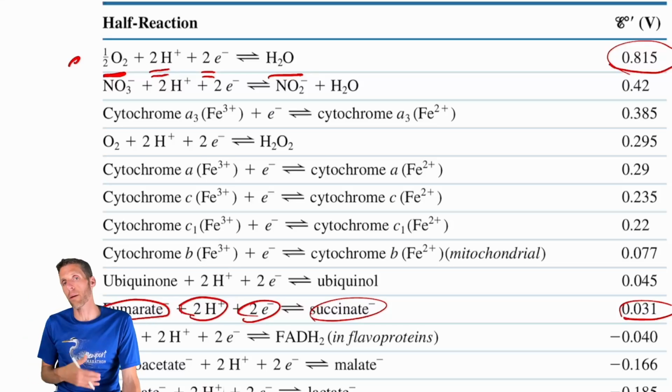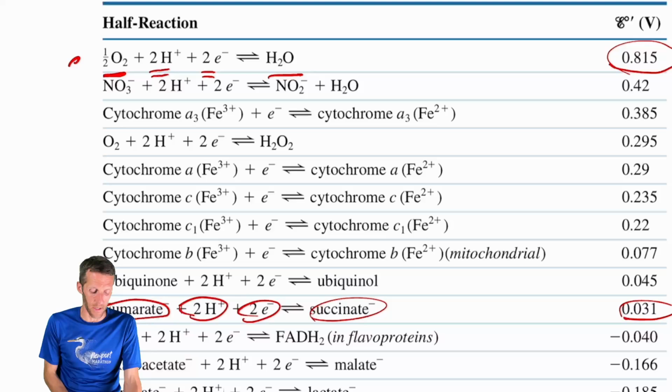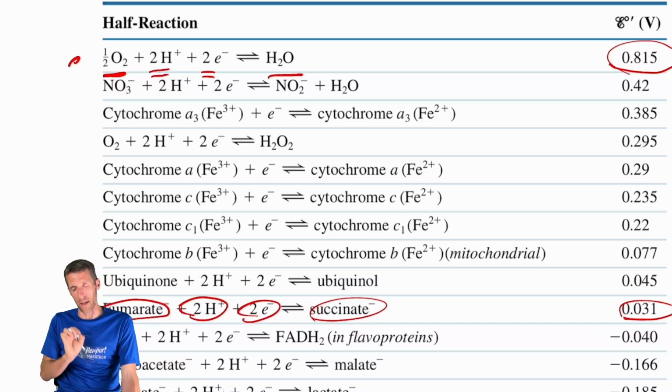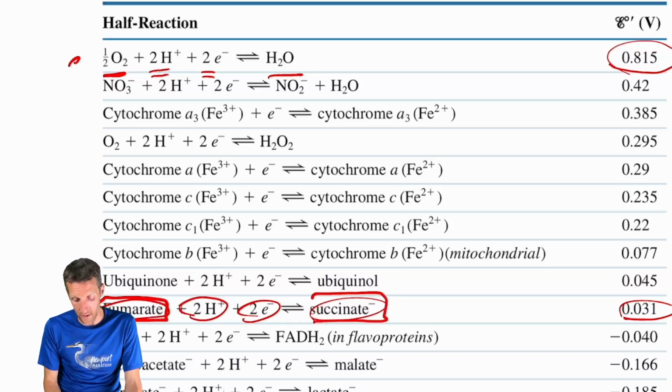So you can walk through a table like this. You can look in one of these tables. What you're going to see is there is a reactant that is being reduced to give a product and a voltage associated with that.